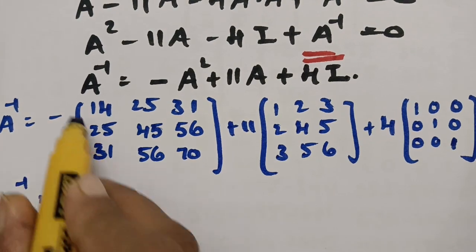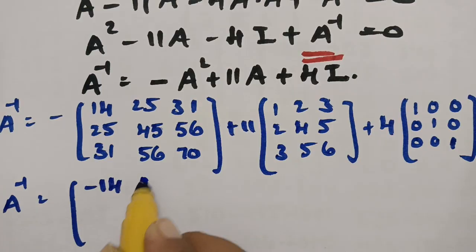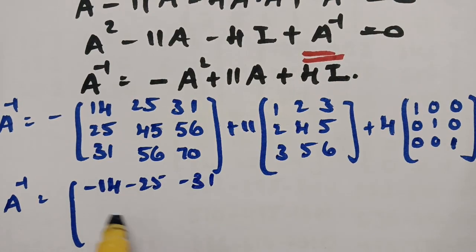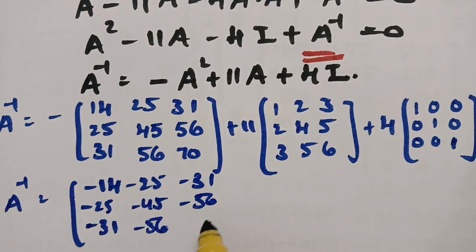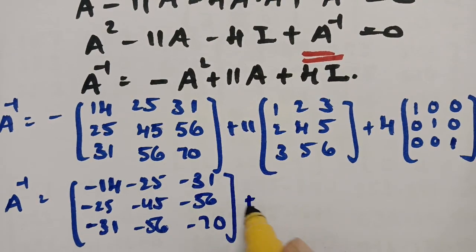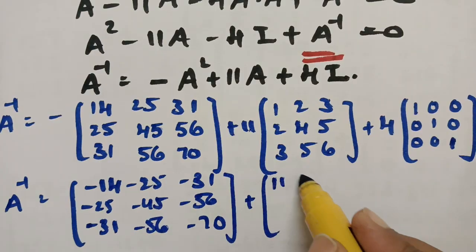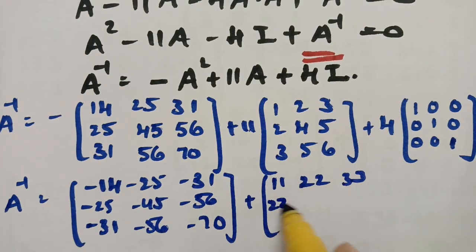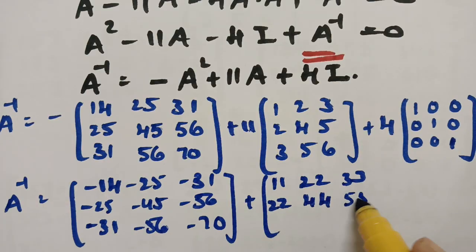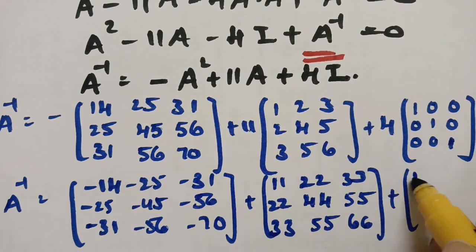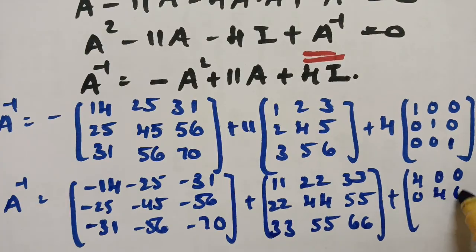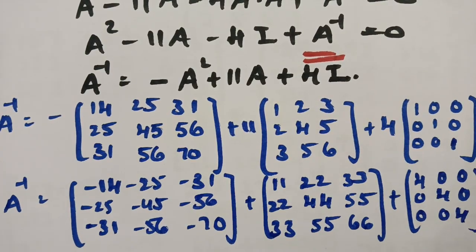So A inverse is going to become, so this will be minus 14, this is minus 25, this is minus 31. So this is minus 25, minus 45, minus 56. This is minus 31, minus 56, and minus 70. Clear? And if I multiply with 11, so this will be 11, 22, 33. This is 22, this value is 44, this value is 55. So this is 33, this value is 55, and this value is 66. Plus if I multiply with 4, so this is going to become 400, 040, and this is 004.